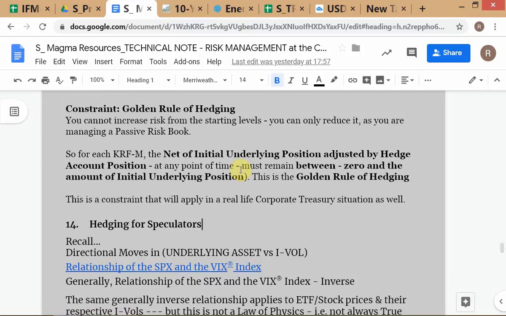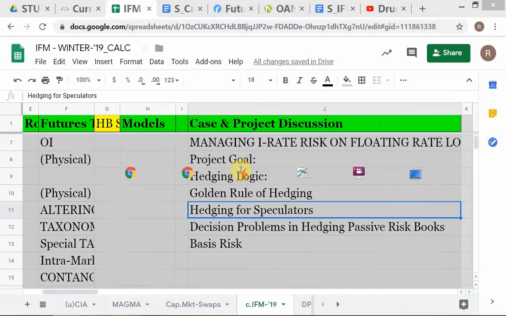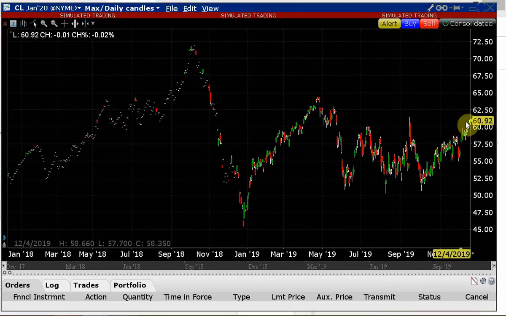If you have a very bearish view on crude oil, let's say you have a long underlying position in crude oil, but your long position is only 25,000 barrels, you can't sell like 70 contracts here. You can only sell a maximum of 25 contracts, because if you sell 70 contracts, then you'll go net short. That means you have again increased your risk. So the objective of hedging is to reduce risk.